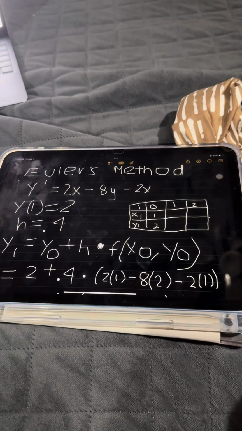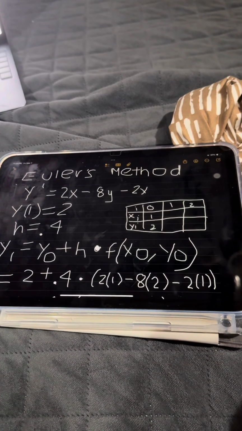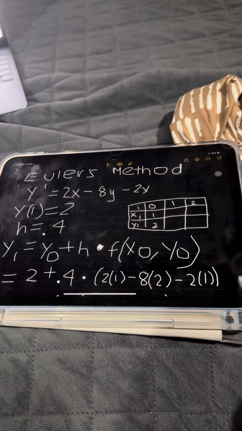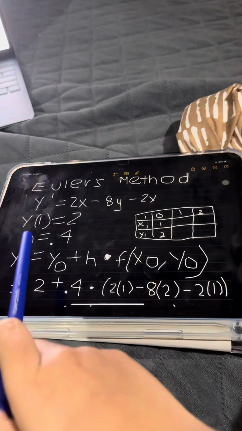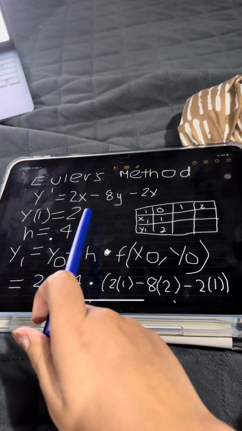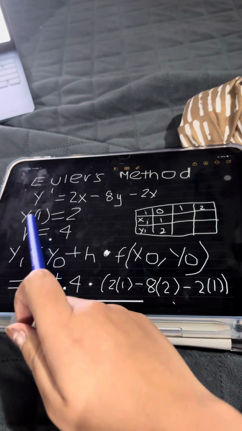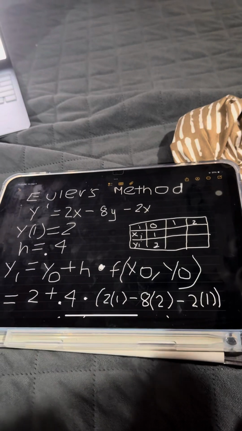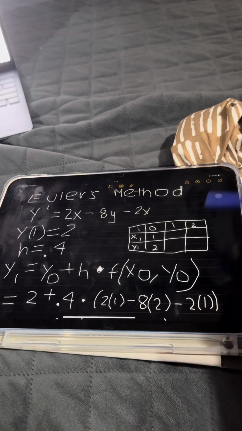We are going to be solving an ODE, ordinary differential equation, using Euler's method. When doing an ODE using Euler's method, we are given a step size. In this case, it is our h, which equals 0.4, and an initial value condition, which is y(1) equals 2, and our function, which is y prime equals 2x minus 8y minus 2x.